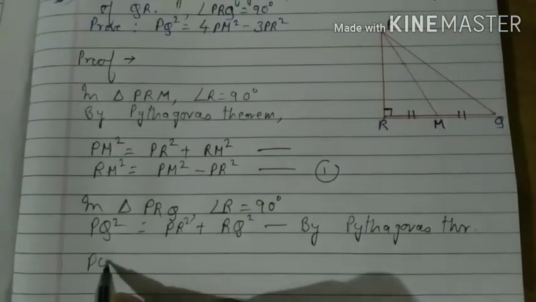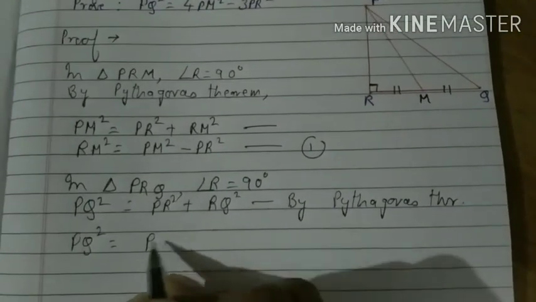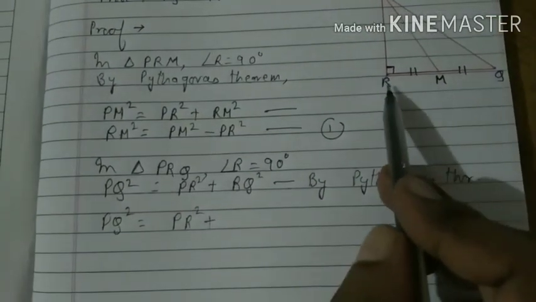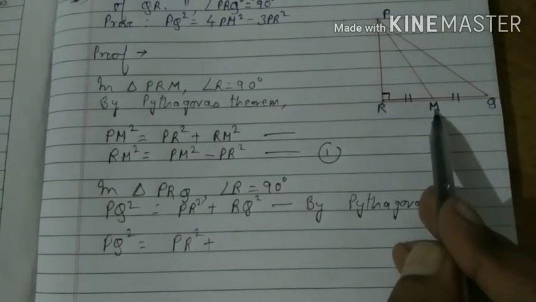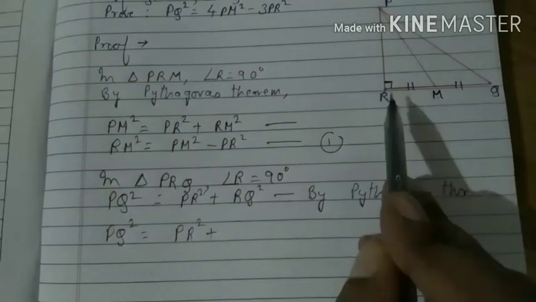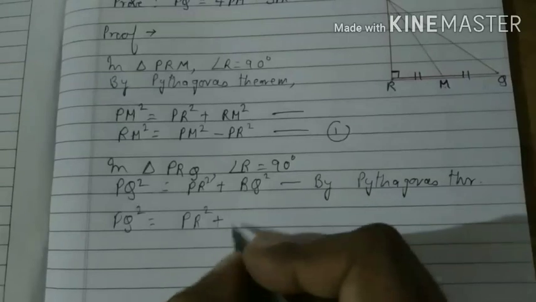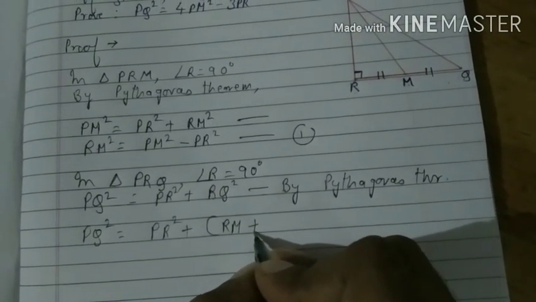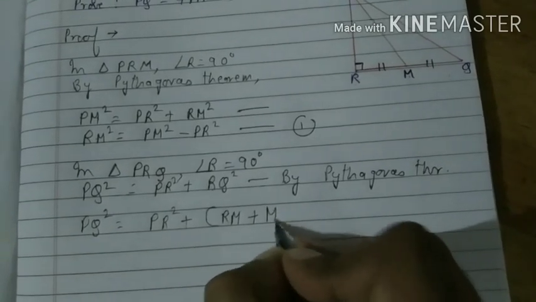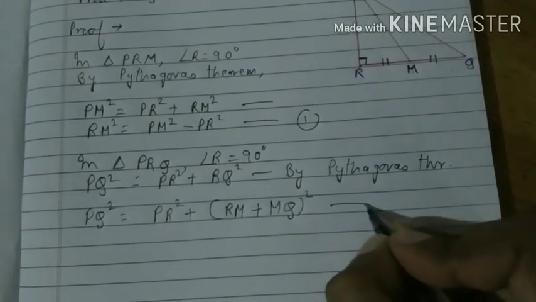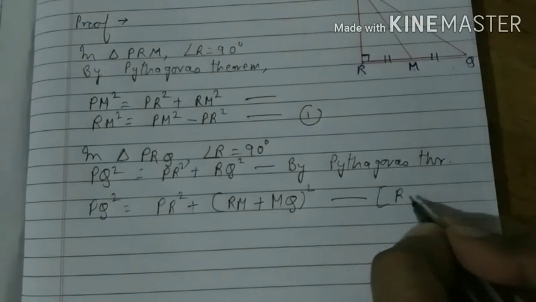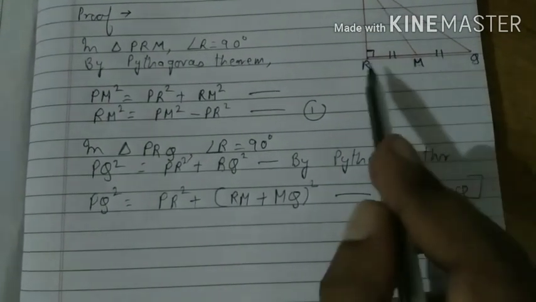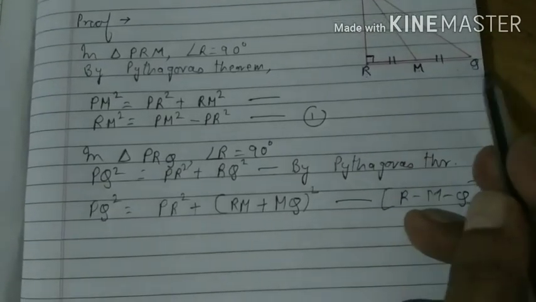Now see what I will do. I will keep PQ as it is, PR also as it is. Now see what I am doing with RQ. You can see here, point M is collinear. So RQ will be RM plus MQ. So I will write here RM plus MQ the whole square. As the points are collinear, in place of RQ I am writing RM plus MQ the whole square.